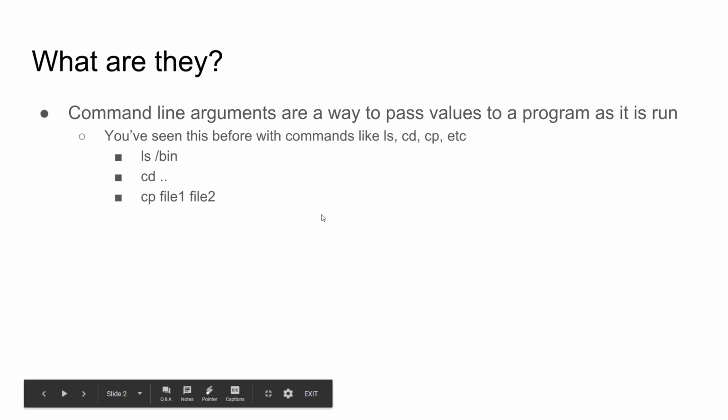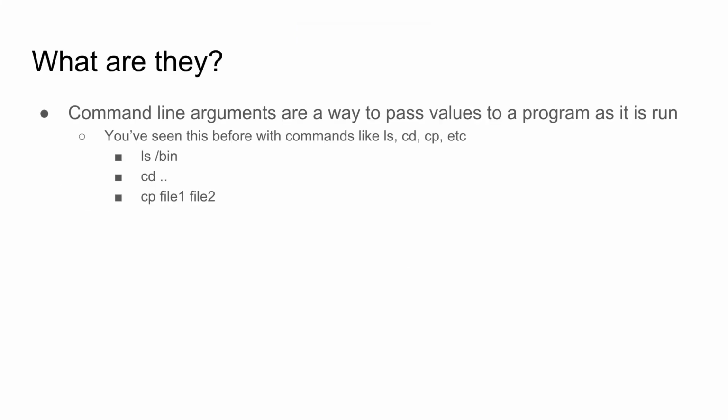So command line arguments are another way of passing values to a function or passing values to a program. You pass these values when you start the program, whereas the other way of getting values is from the standard input, like cin, reading it as the program's running.